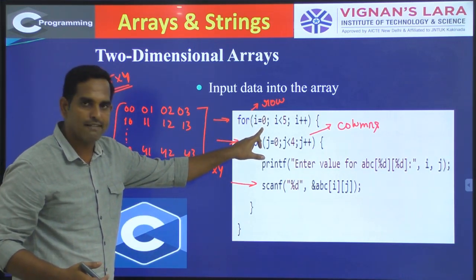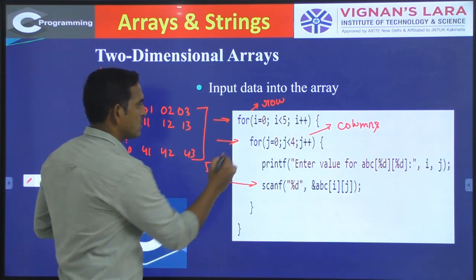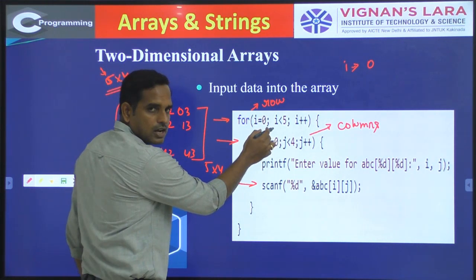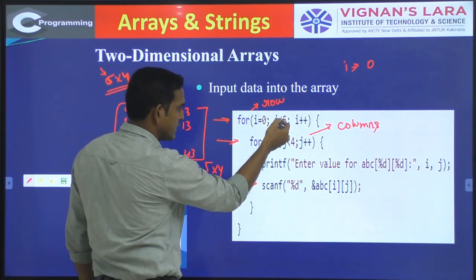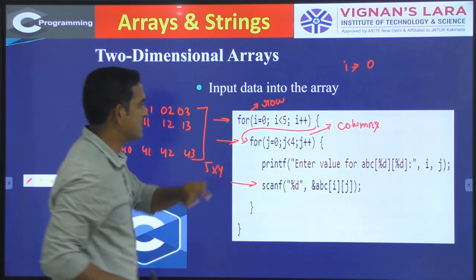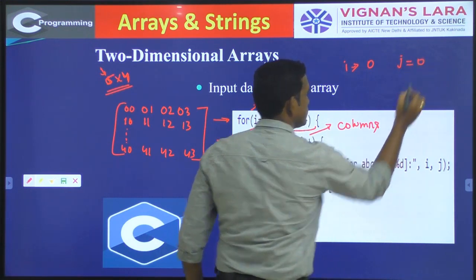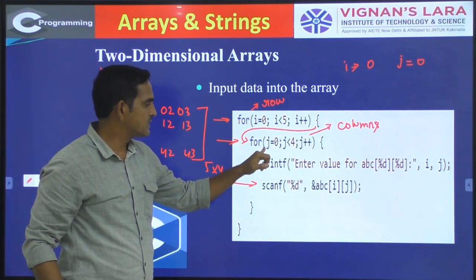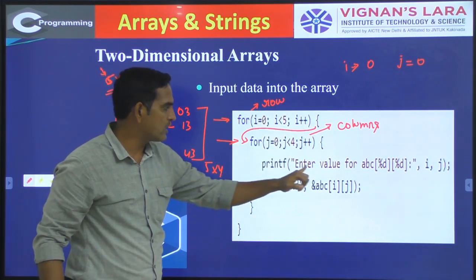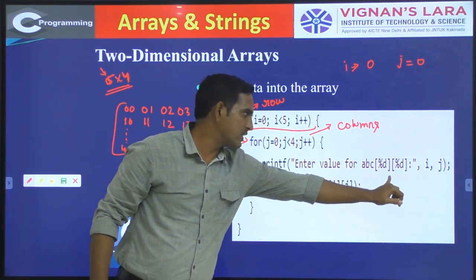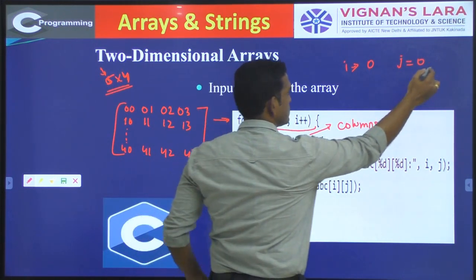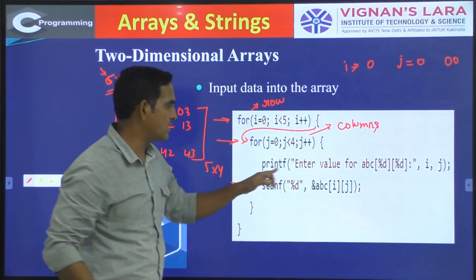So first I have given i value is equal to 0. Since i is less than 5, it is okay. It will go into the inner for loop. Inside, I have given j value is equal to 0. j is less than 4, it is fine, so it will go into the for loop. It is saying enter the value for 0,0.